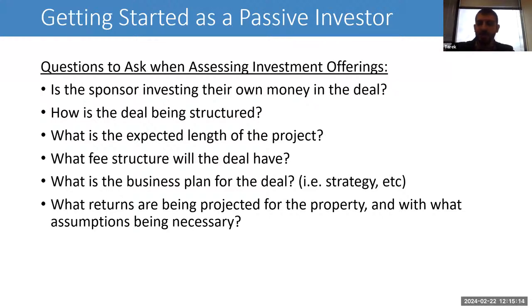So make sure that whatever the business plan is for the deal is going to align with what you believe is possible and what makes sense for the current market, because as the market changes, these projections and these business plans will typically evolve and have to adjust to make sure that it will still work. And then lastly, what returns are actually being projected for the property and with what assumptions being necessary. That's basically just what we talked about.